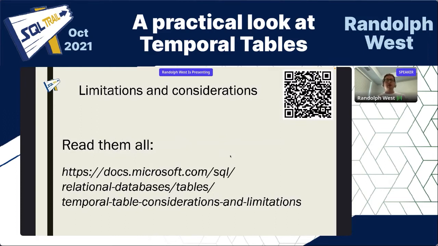There's a QR code for you to click on instead of having to search for that URL, or you can go and search in DuckDuckGo, which is the search engine you should be using, and search for considerations and limitations for temporal tables. I'm going to pause here and ask for questions. If not, I will continue. All good. We are steaming ahead.